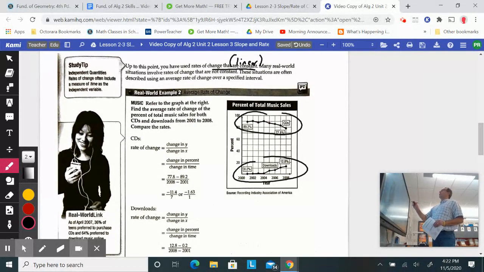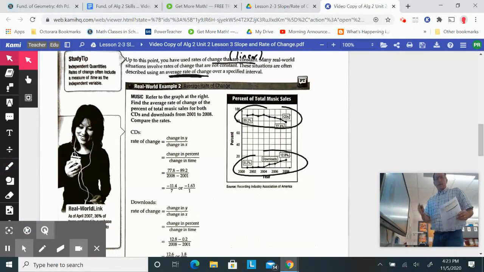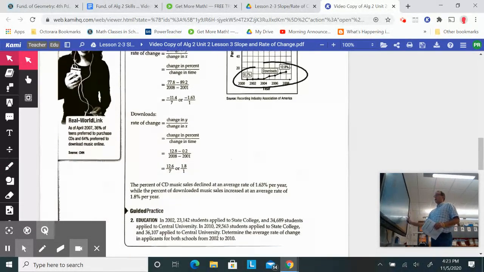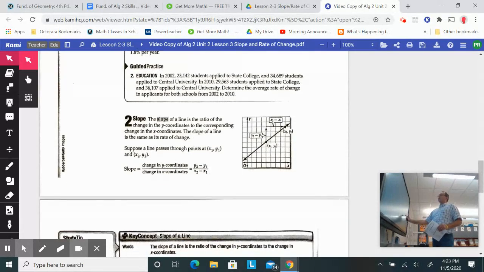And in that situation, you talk about the average rate of change because of the ups and downs. You just kind of pick one point, pick another, and do the average rate of change over time. All right, so that leads us into the final part of this lesson, slope.